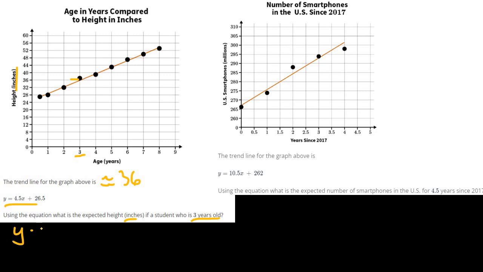So y is going to equal 4.5 times 3 plus 26.5. Well, 4.5 times 3 is 13.5. I don't know why I was starting to write that out again. So 13.5 plus 26.5 is going to give us an answer of 40.